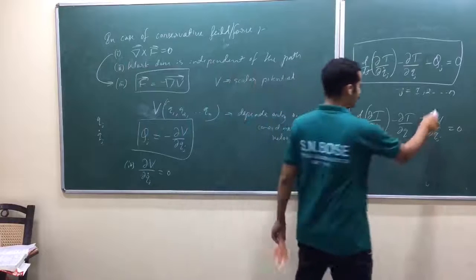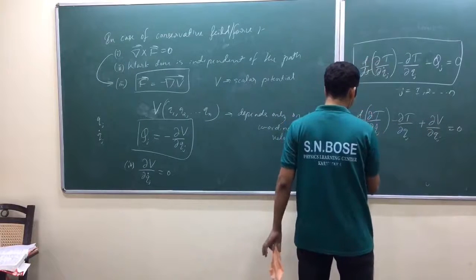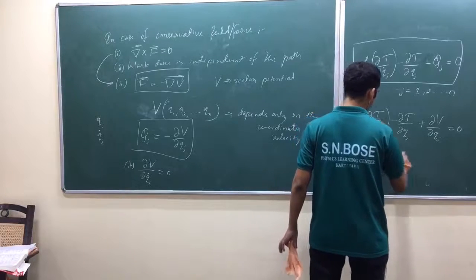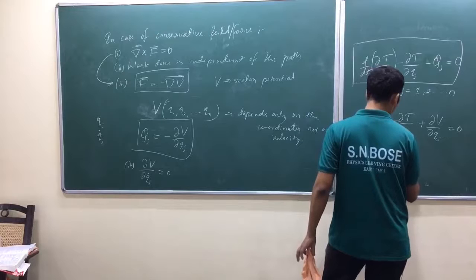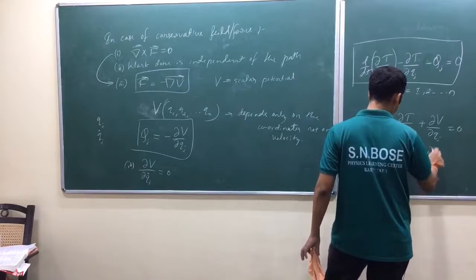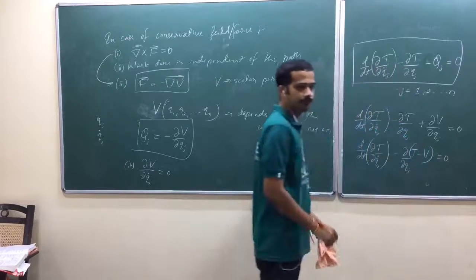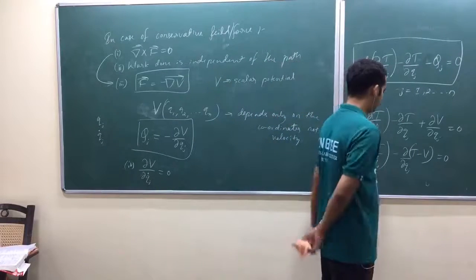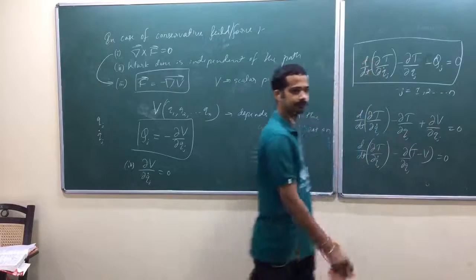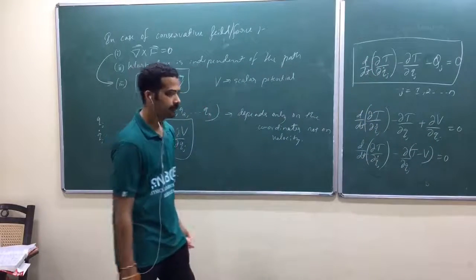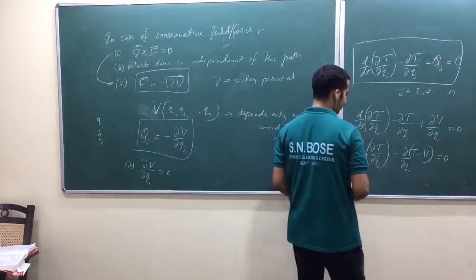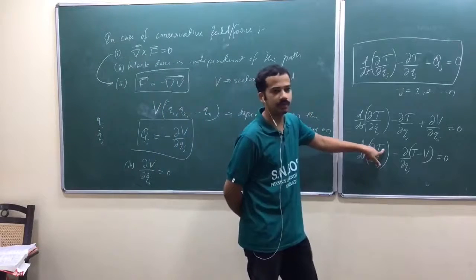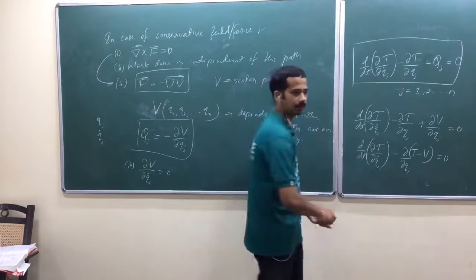Now let me club these two parts. D by dt of dou T by dou Qj dot, minus dou by dou Qj of T minus V. Is that okay? So T minus V, so that minus of minus plus will happen. Individual derivative. Again, let me do one more part. Since dou V by dou Qj dot is 0, let me put T minus V here, no loss. Are you getting my point?